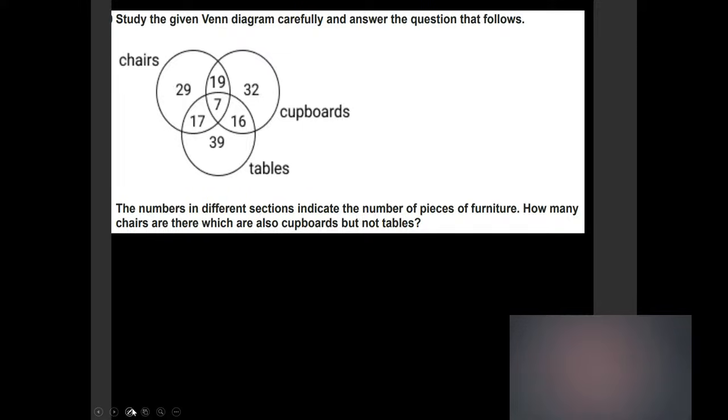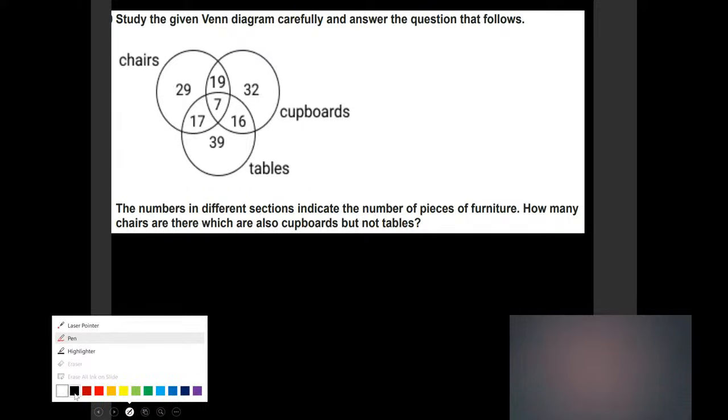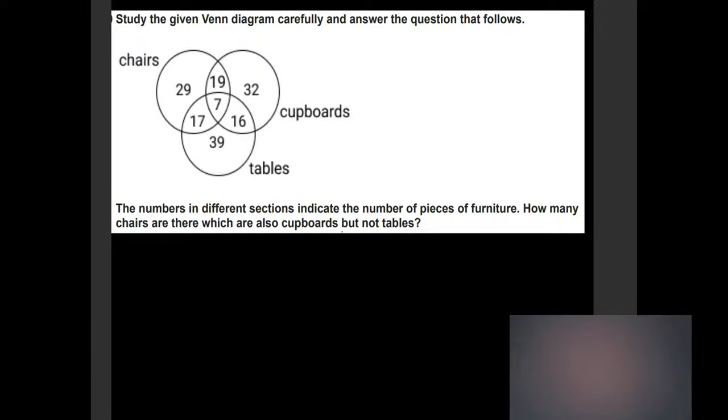So here you should find intersection values. How many chairs are there means you should consider chair numbers. So 29, 19, 7 and 17. These are chair numbers because those are in the chair circle. Next, which are also cupboards. Cupboards means you can consider this first circle, 19 and 7, which are also cupboards.